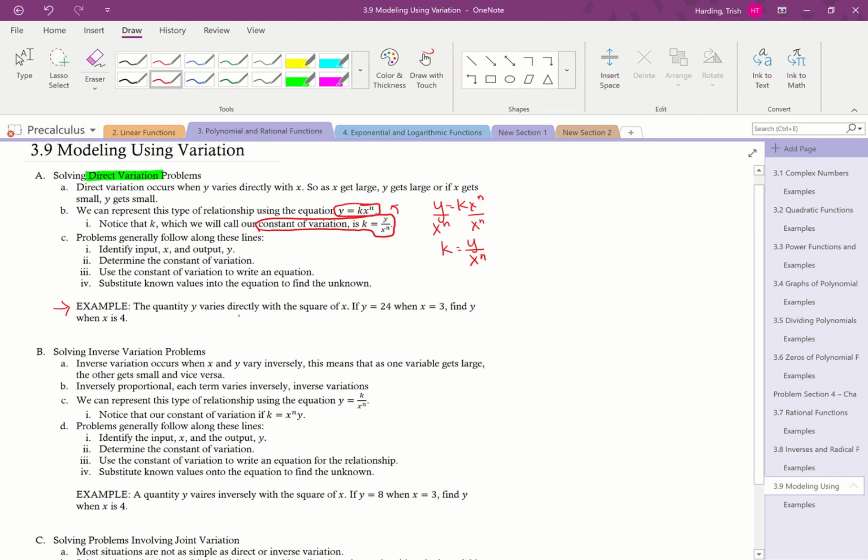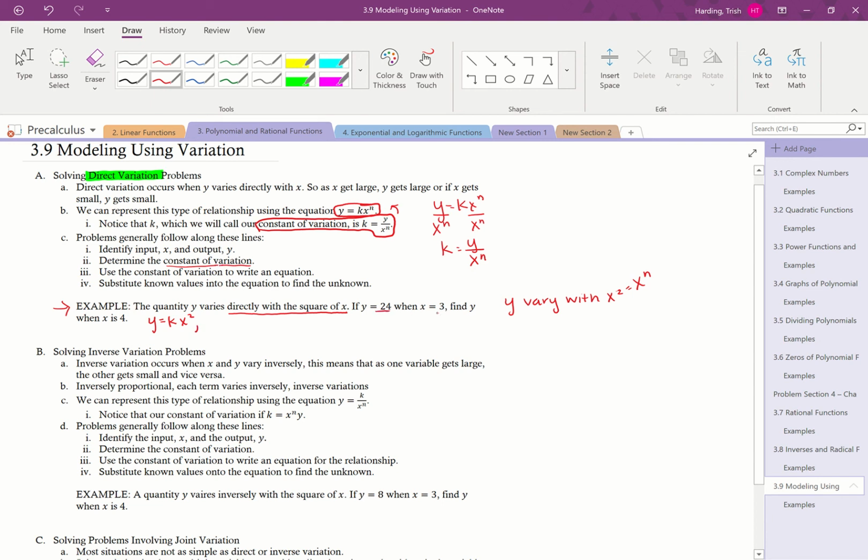The quantity y varies directly with the square of x. So that means that y is going to vary with x squared, so that x squared equals our x^n. So it's going to vary directly. So I can start at least by saying I know it's going to vary directly with x squared, so that's something. Well, now I'm going to need to find my constant of variation. That's usually the second step.